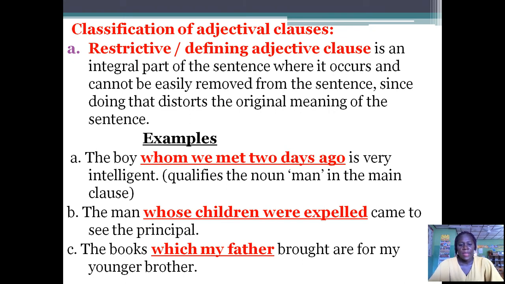Number 2, the man whose children were expelled came to see the principal. The man whose children were expelled came to see the principal. Whose children were expelled is qualifying the noun, the man. The book which my father bought are for my younger brother. The book which my father bought are for my younger brother. The books which my father bought is qualifying the noun, the book.